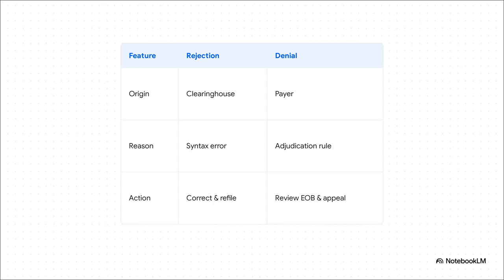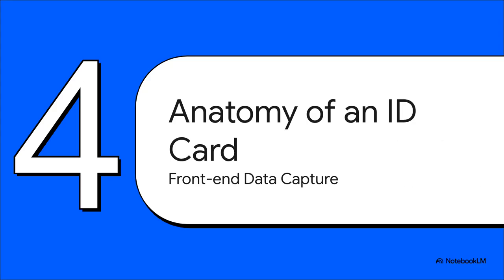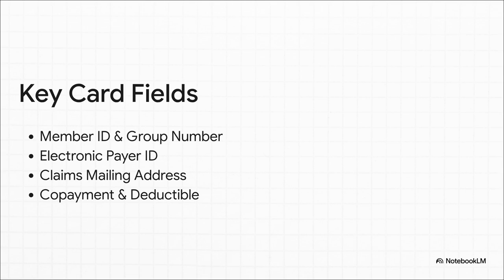When that happens, you've got to dig into the provider remittance advice or explanation of benefits to figure out the medical or contractual reason for the denial and get ready to appeal. Which brings us to Part 4, the anatomy of an insurance card and the absolute necessity of front-end data capture. Look, every single insurance ID card is packed with essential data points. It's not just a piece of plastic, it is quite literally the key to getting paid.